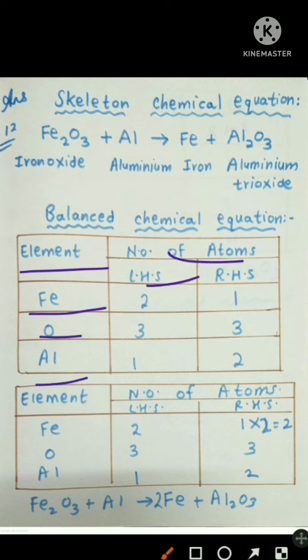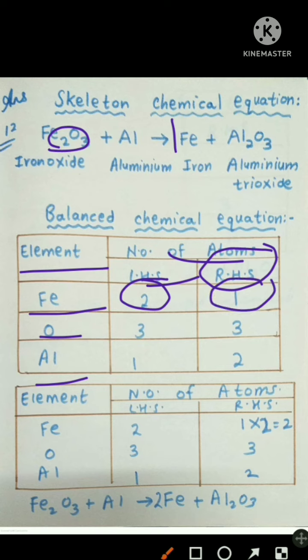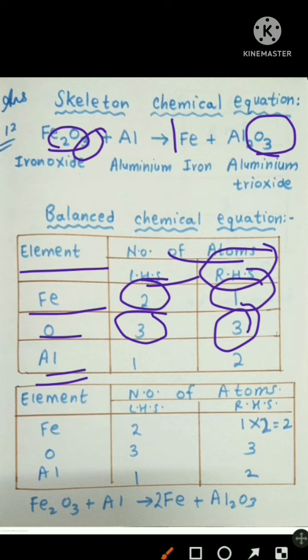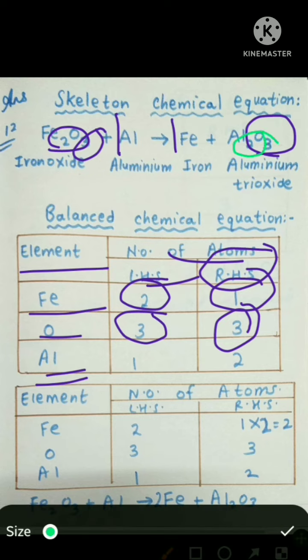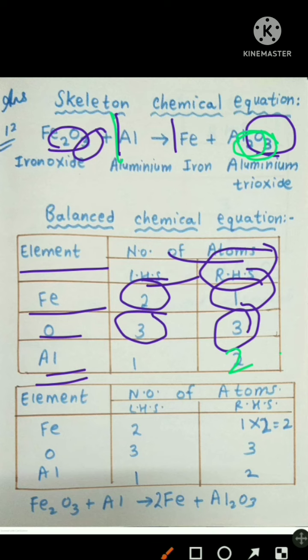Write down element, number of atoms, LHS, RHS, whatever elements are there, you should write that in the LHS column. That is Fe, O and Al. And how many atoms are there on the LHS for iron? 2, and for oxygen 3, and RHS 3. Aluminium, oxygen, aluminium. How many atoms are there? 1 atom. We can see. Then 2 atoms at the bottom for aluminium on RHS. So that we have to write.